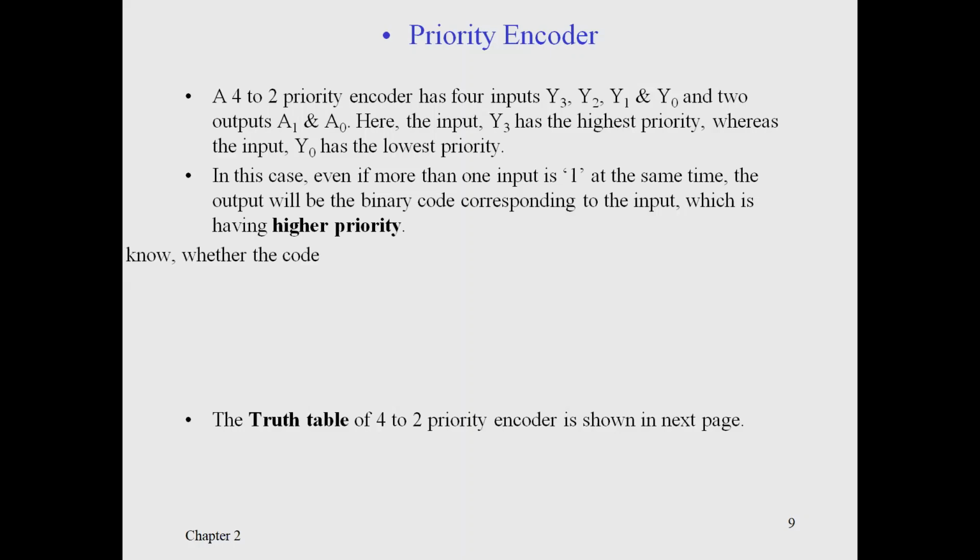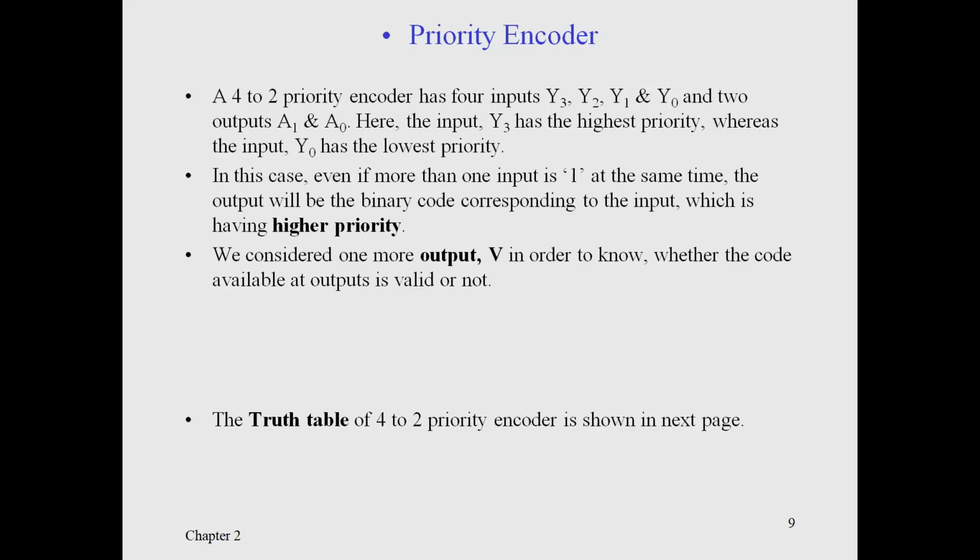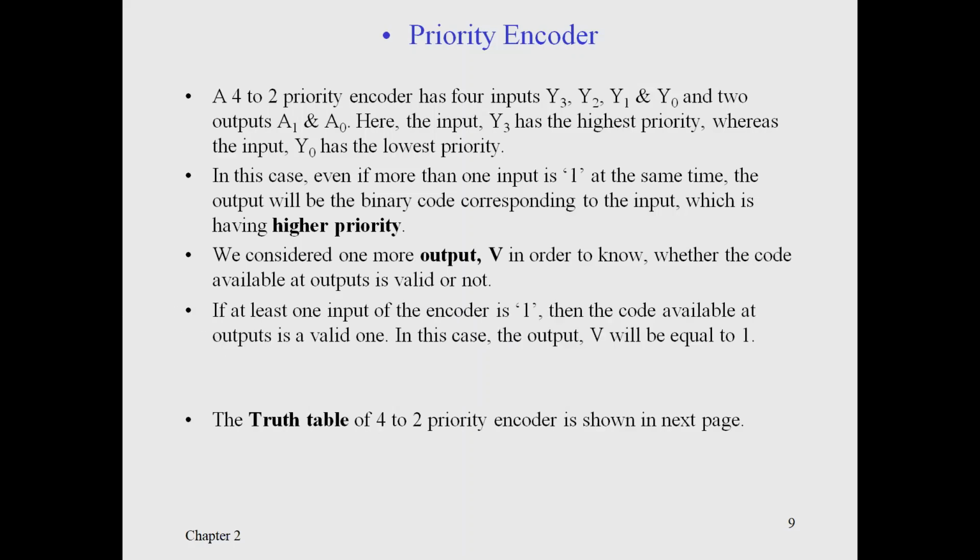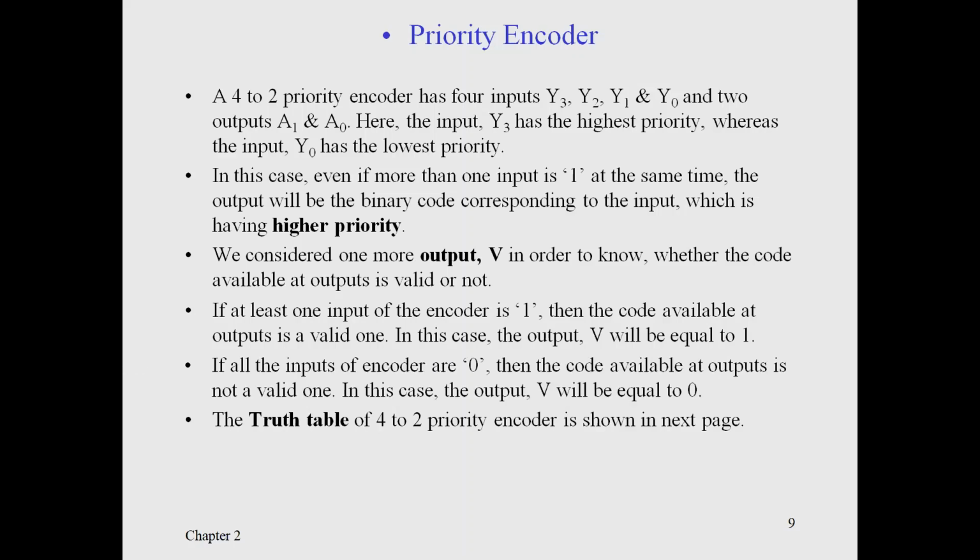We consider one more output V in order to know whether the code available at the output is valid or not. So it is a signaling bit. If at least one input of the encoder is 1, then the code available at the output is a valid one. In this case, the output V will be equal to 1, so it will signal that. If all the inputs of the encoder are 0, then the code available at the outputs is not a valid one. In this case, the output V will be equal to 0.